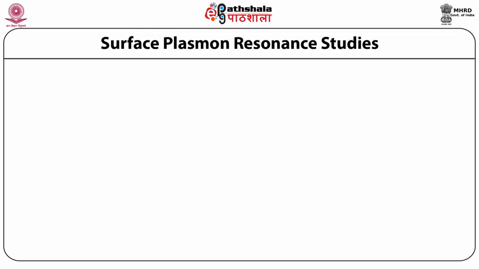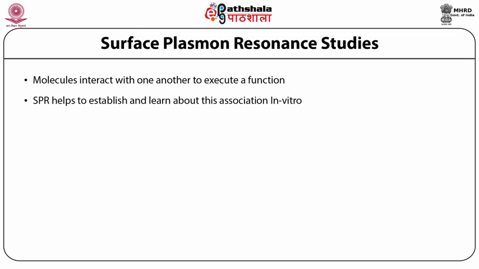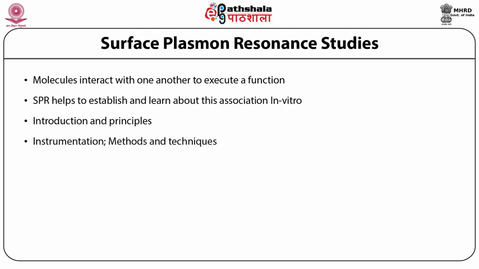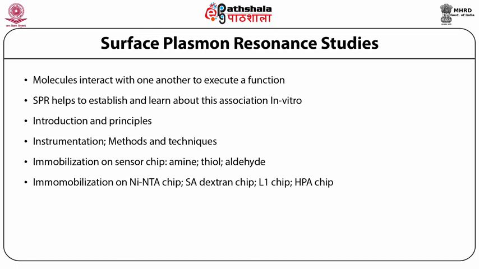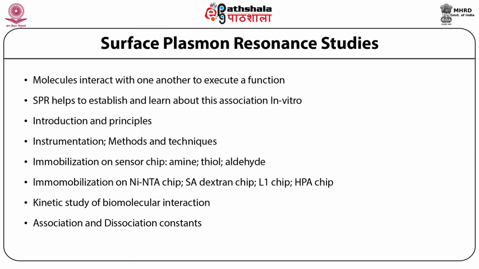Surface plasmon resonance studies. In this particular module, we would be learning about molecules that interact with one another to execute a function, SPR as an assistance to establish and learn about this association in vitro, its introduction and principles of SPR, the instrumentation, methods and techniques involved in SPR studies, immobilization on sensor chip, amine, thiol and aldehyde based, immobilization on nickel NTA chip, SA dextran chip, L1 chip and HPA chip, kinetic study of biomolecular interaction, association and dissociation constants, application of SPR, and we would be demonstrating it with an example on the use of surface plasmon resonance.